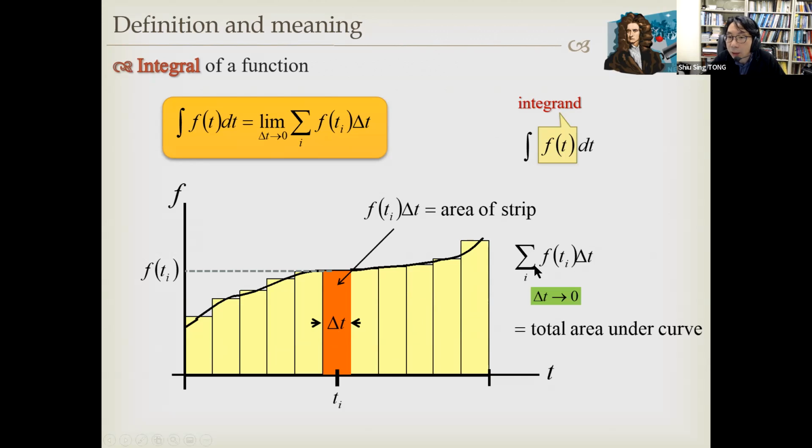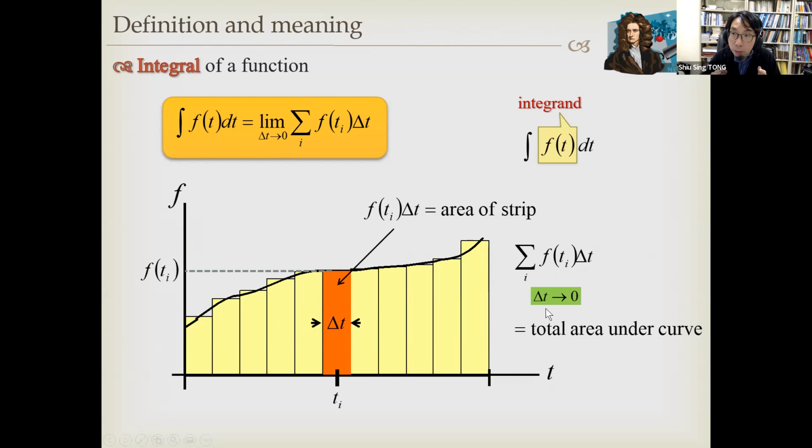Now you can see that this summation is actually not the area, because this is a smooth curve. The function f against t is a smooth curve, while the summation consists of individual strips, which are rectangles. In some places, the rectangle may be higher than the original graph, and in other places, the rectangle may be lower than the original graph. So the area of the rectangle may not represent the area bounded below by the curve along that strip, and so that would not be an accurate representation of the area below the curve.